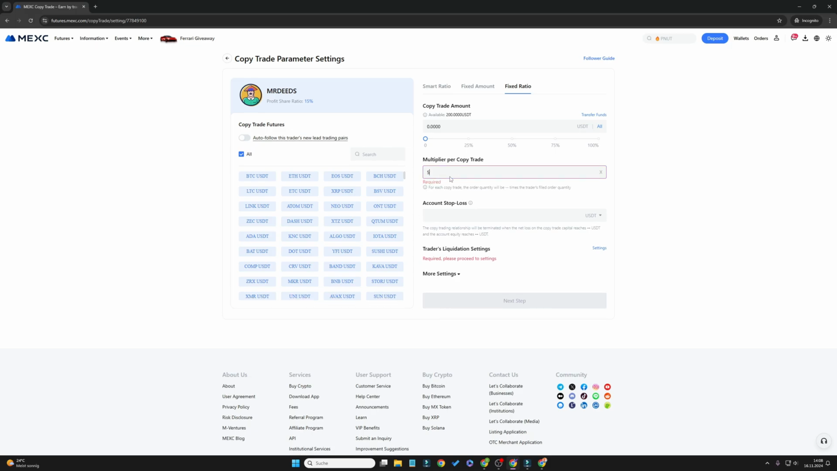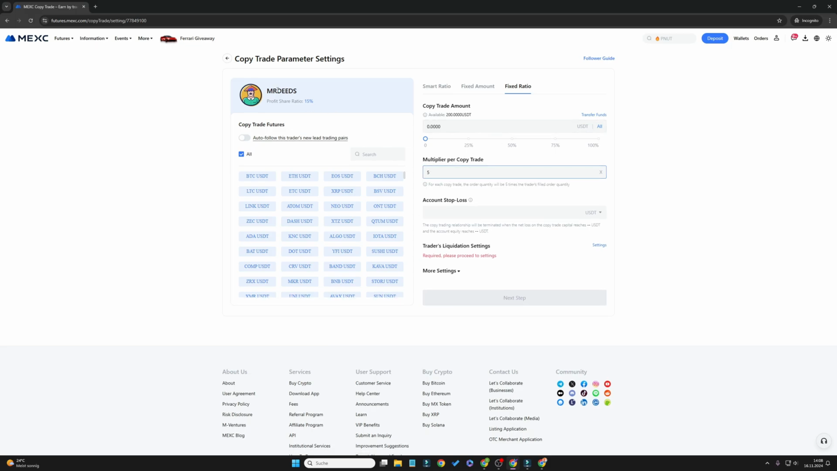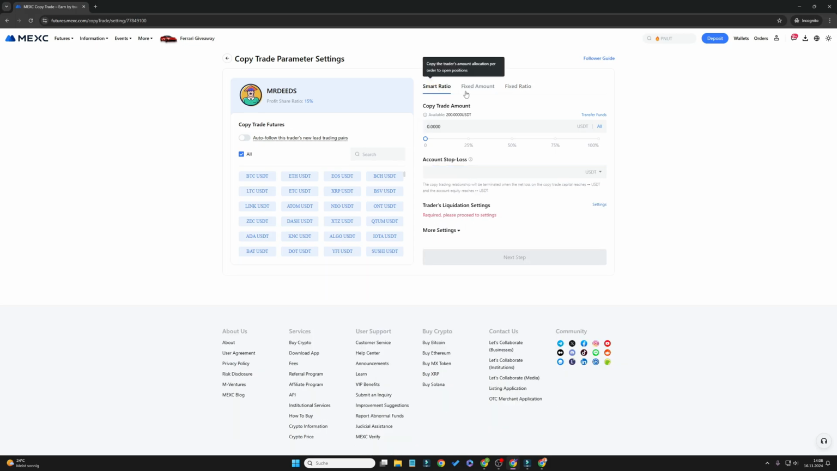Alternatively, you can set this to 5. So if the lead trader now uses 1% of his portfolio, you will now use 5% of your portfolio. So this is always using a multiple of the ratio that the lead trader uses. I wouldn't recommend this, because this is generally more risky. So I will stick to the smart ratio.